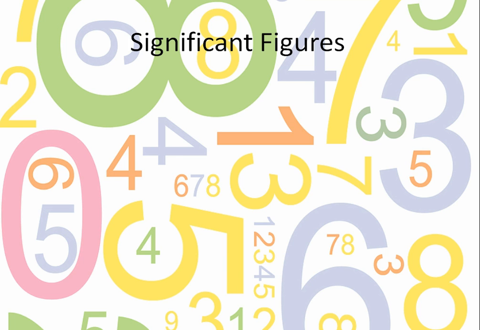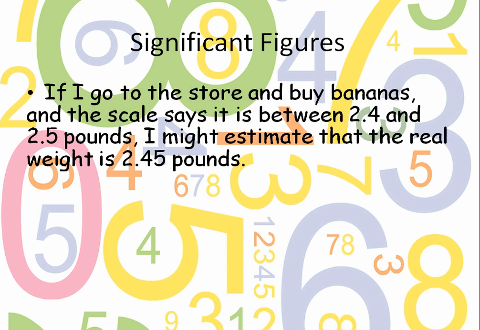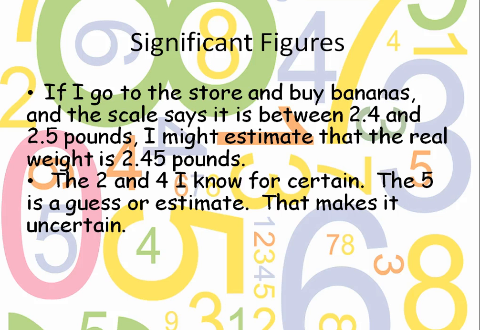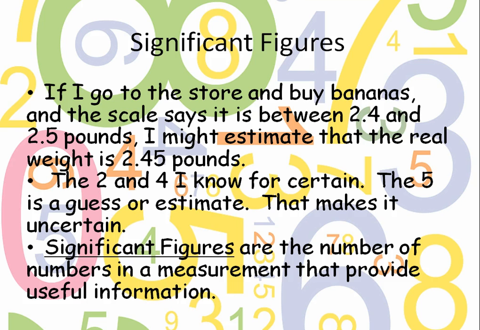Now, significant figures are a little bit different. Let's say I go to the store and buy some bananas, and the scale says between 2.4 and 2.5 pounds. So I'm going to estimate the real weight as about 2.45. I'll split the difference. Now I know the 2 is sure, I know the 4 is sure, but that 5 is a guess. That makes it uncertain.